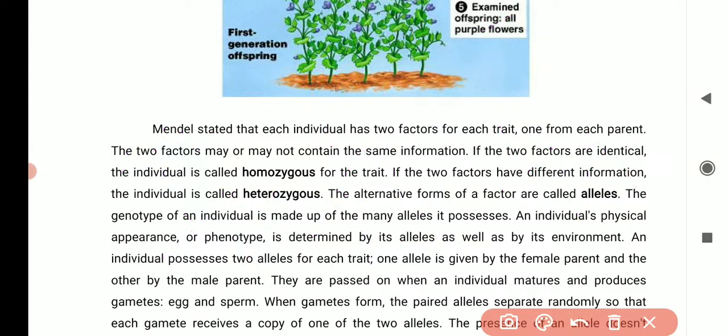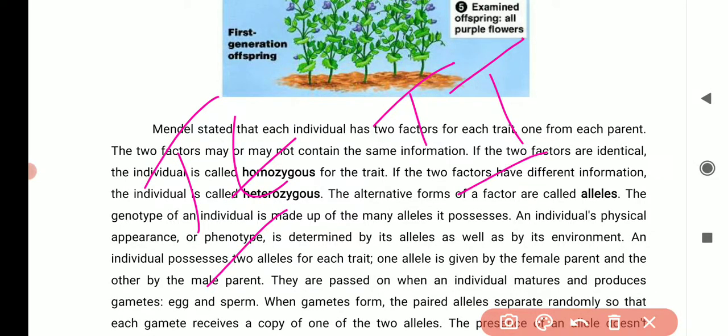heterozygous. I know you already know all this from your class 12, but it doesn't hurt to revise, because we are in BSc now. We have to go into depth, not just surface information anymore. We need to go deeper. Then these pairs of factors, homozygous or heterozygous, are known as alleles.